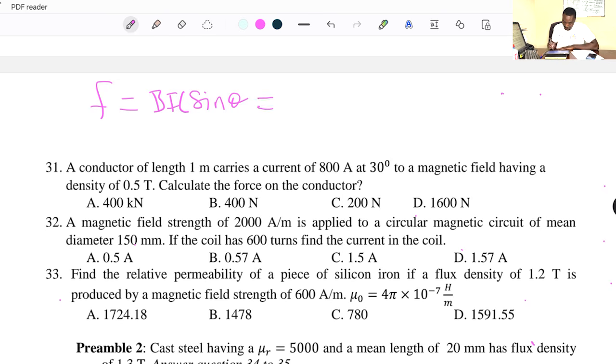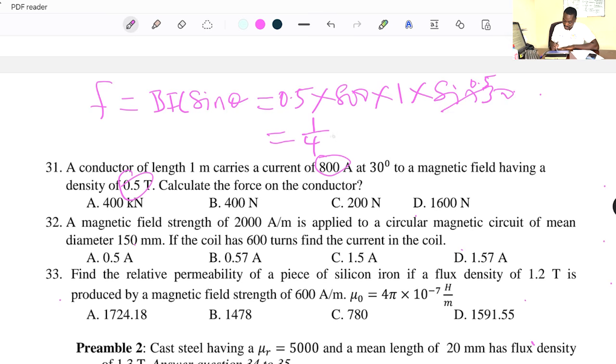So we just write here. The magnetic flux is given as 0.5, the current 800, then the length, which is 1 meter, times 1 times sine of the angle, that is 30 degrees. Sine 30 is 0.5. So 0.5 times 0.5, that will be 1 over 4. 1 over 4 times 800, you get 400.